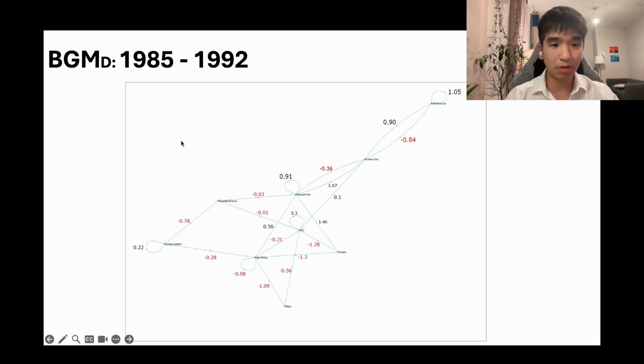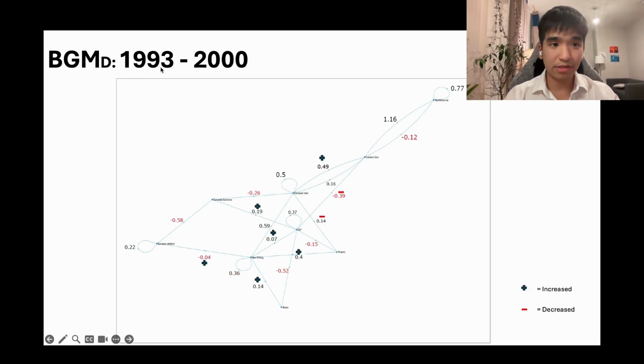This is the original network between 1985 and 1992. I'm not going to go through each individual link because that would probably take a while. So what I will focus on is what is changing between segments. This is segment 1, between 1985 and 1992, and 1993 to 2000. I've added a plus and minus to show what's increasing and what's decreased. And you can see things are already changing. You have some links that are increasing in interaction strength and some decreasing.